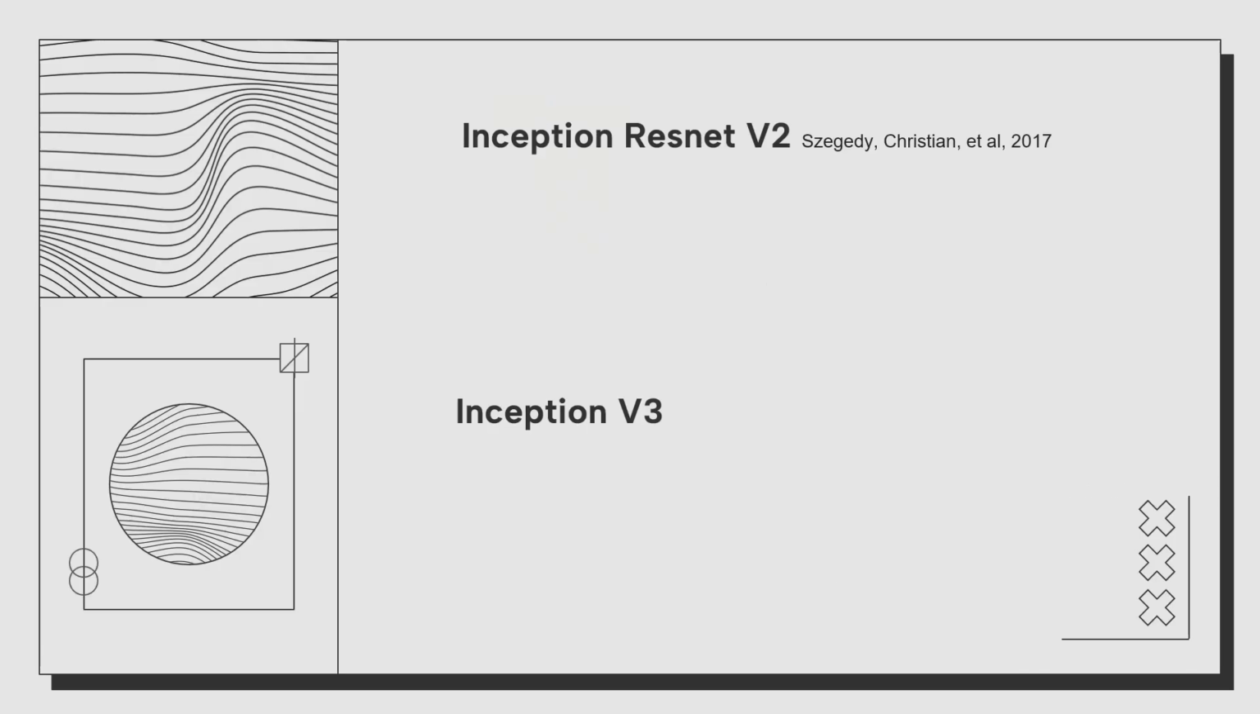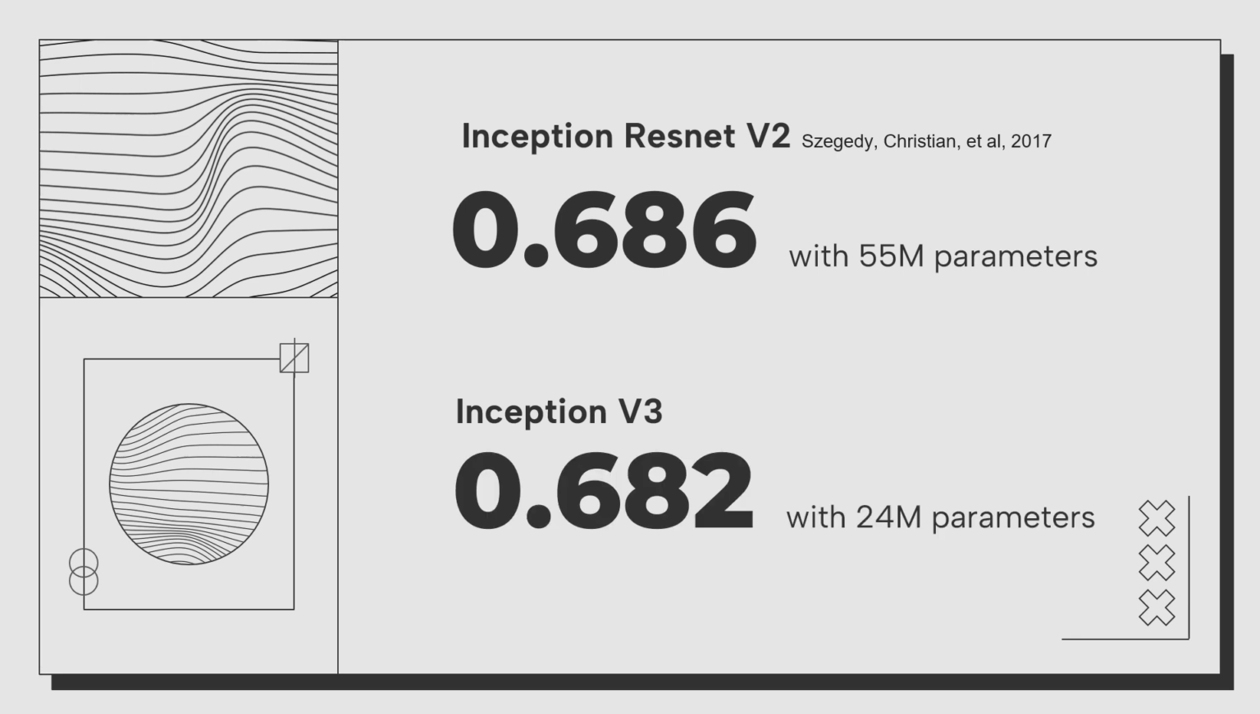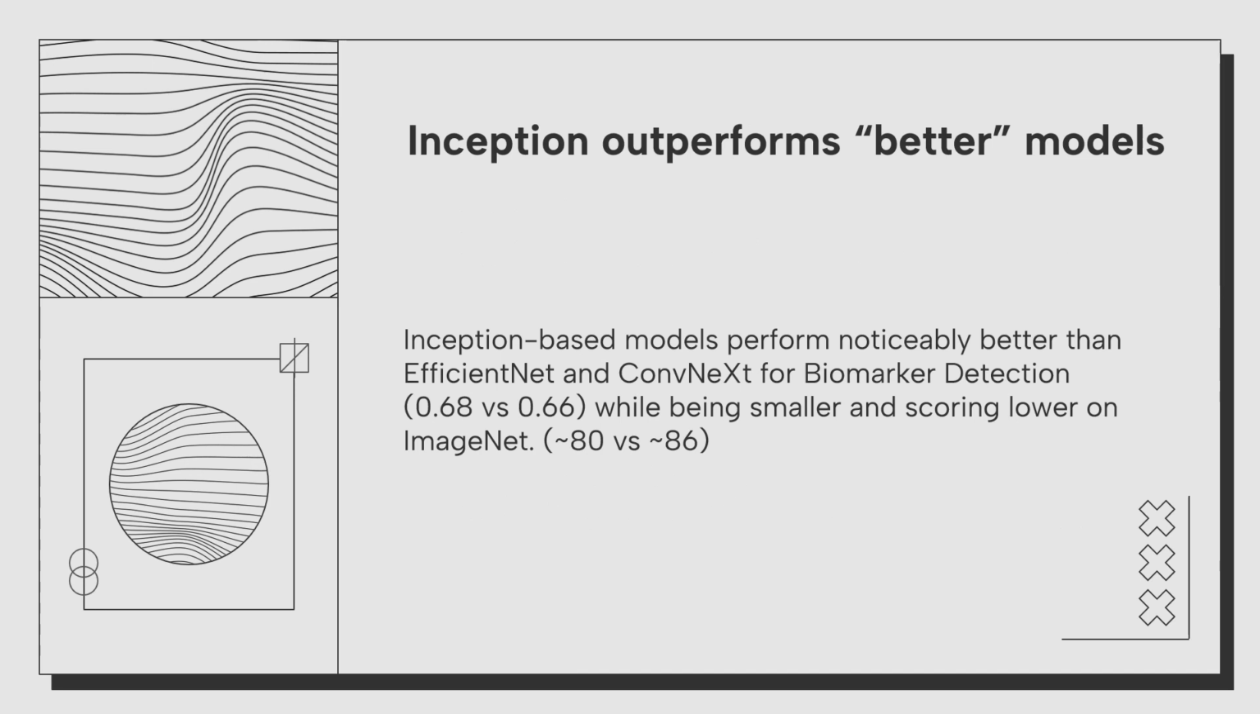So in our pilot experiments, the best model we found was Inception ResNet version 2, quite an old model from 2017, and it has only about 55 million parameters. Interestingly, Inception version 3 with just 24 million parameters was the second best performing model, and the scores were very close. So what's happening here? Why does Inception beat out larger models that do way better on ImageNet?